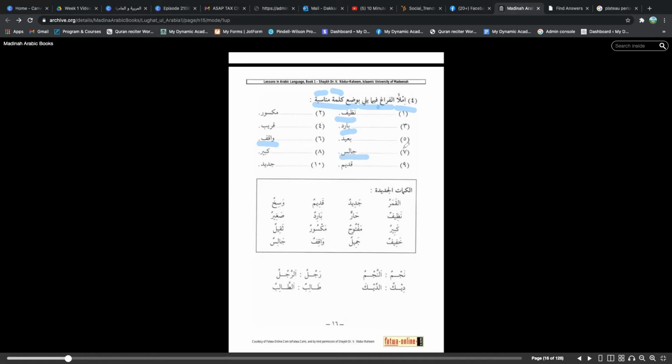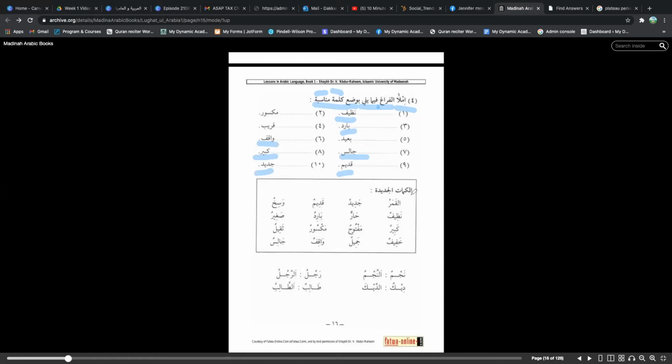So also you can say ar-rajul, the man. You can say ar-rajulu jalisun. Kabirun. What could be kabir? What could be big? Like al-hajaru kabirun, ar-rajulu kabirun. So qadimun. There are a lot of things that could be qadim, like kitabu qadim, the book is old. Jadidun, kitabu jadidun, the book can be new. So just play around with that, and try to use your vocabulary.